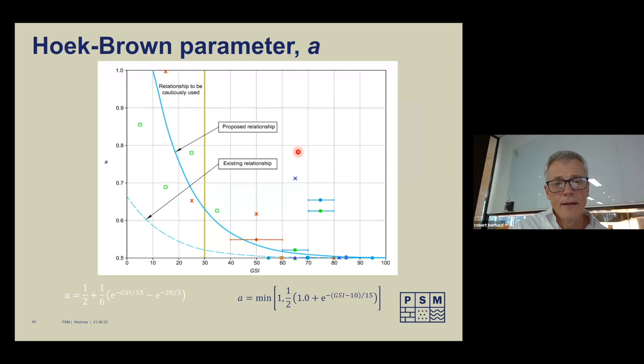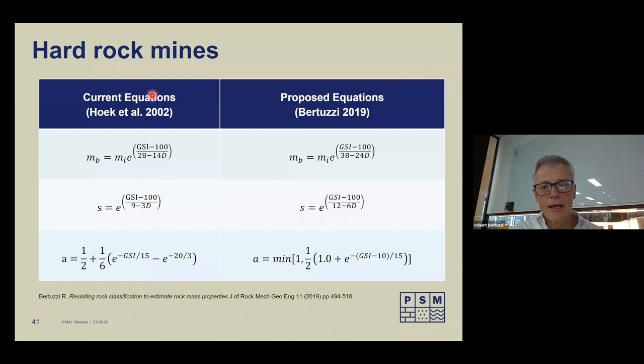The big changes are in that parameter a. Initially in the 1980s, it was always 0.5, a square root. It was then adjusted to slowly increase to a maximum of 0.65. There's data that suggests it should be a little bit higher as well. So we've got a lot more data now than we had in the 1980s. We should use that data to estimate the Hoek-Brown parameters. So these are the equations that we should be using. There are slight changes in m and s, and big changes in a and how that changes with GSI.